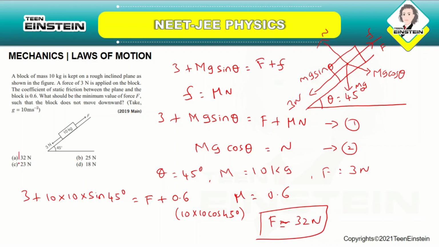So the correct answer is option number A. The minimum value of force which should be applied is around 32 Newton. So the correct answer is option number A. Okay, let us now move on to the next question.